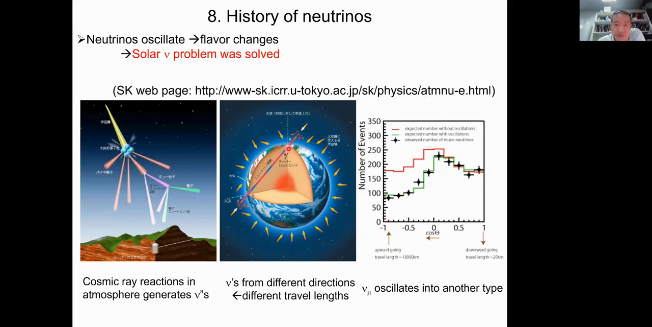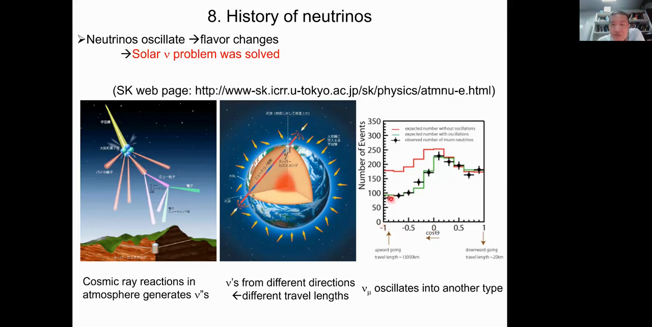For example, here is a neutrino detector near the surface of the Earth. And if neutrino flavor changes through propagation, the event rate is different depending on the direction of the neutrino propagation. So some neutrinos come from the sky, some come from the central region of the Earth, and some pass through the Earth in some direction.